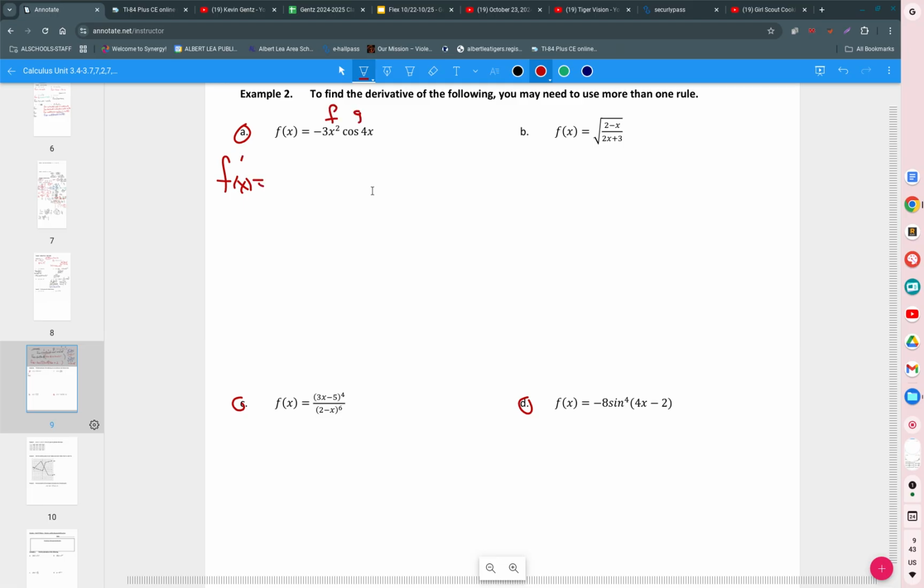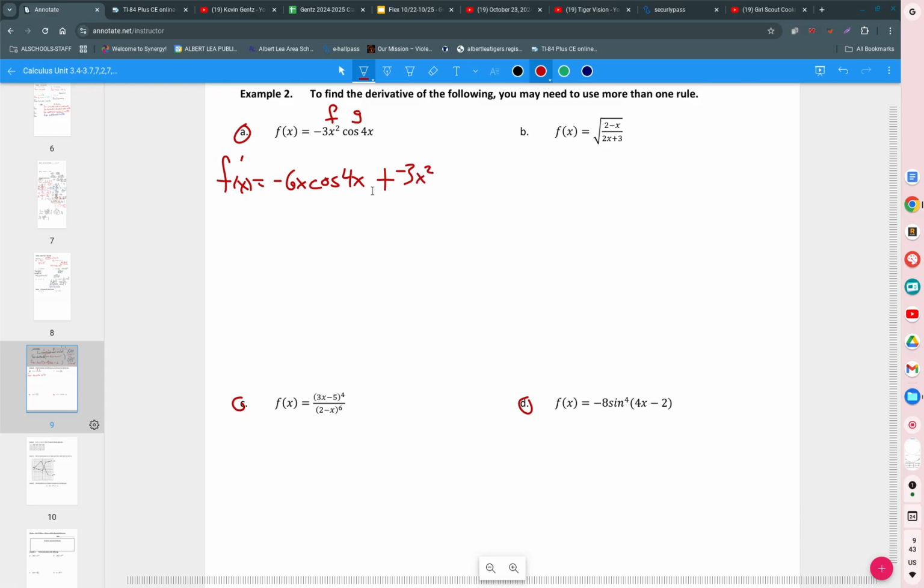I said that's F and that's G. Is that what you did? Yeah. And so I got negative 6x times the cosine of 4x. We good there? And then I have a plus a negative 3x squared times the derivative of cosine of 4x.